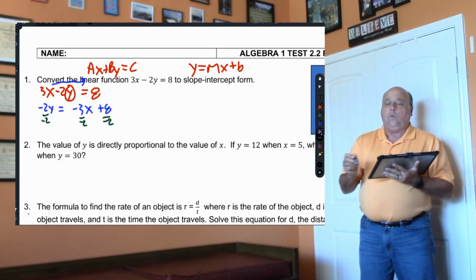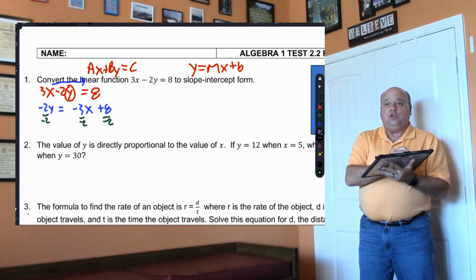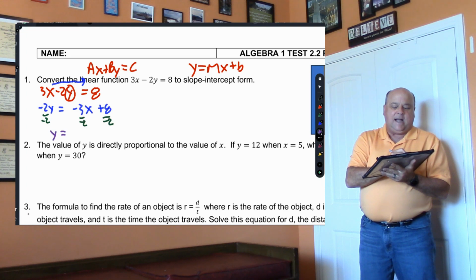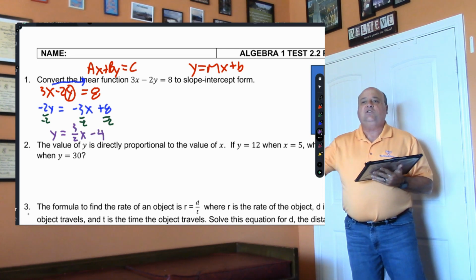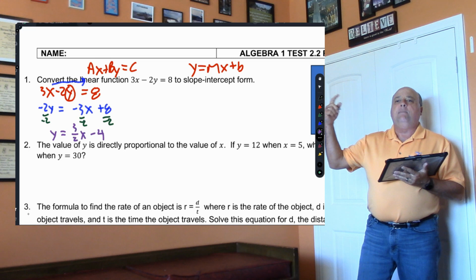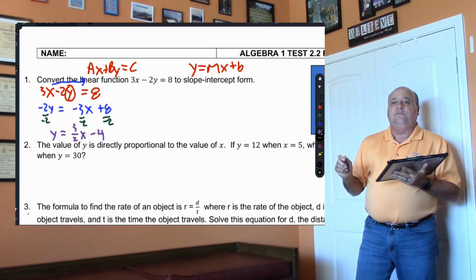This solves it for y. Now the negative 2's cancel out to 1, and I get y equals two negatives make a positive, 3 over 2x, and then 8 divided by negative 2 is negative 4. My slope would be 3 over 2. My y-intercept would be negative 4.